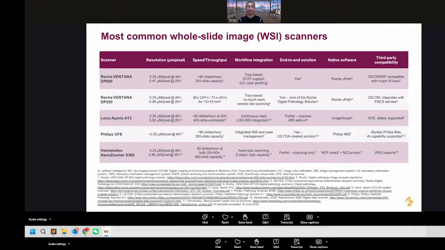This slide may already be out of date, because this field evolves so fast. Some of the common scanners are used worldwide, but that's not the case in China, because China has some local scanners too, which are cheaper. So I'll pause here.